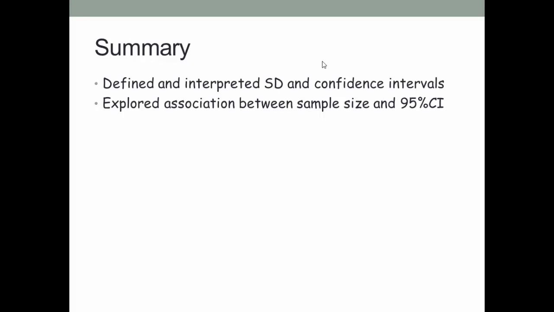So in summary then, this is what we've done. We've looked at the standard deviation for proportions, we've looked at the confidence intervals, and we've looked at how the sample size and the 95% confidence interval are linked together.